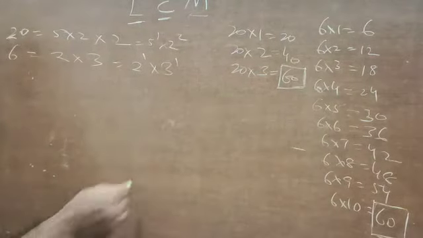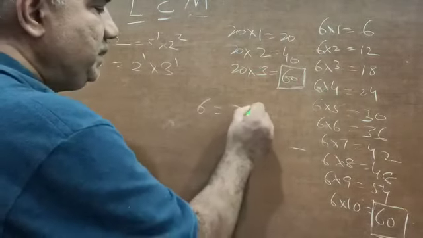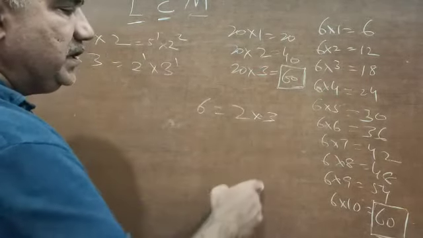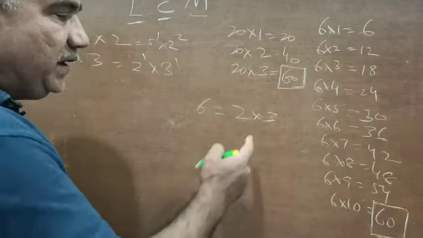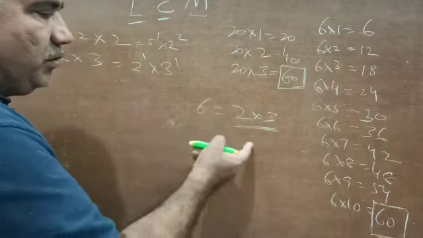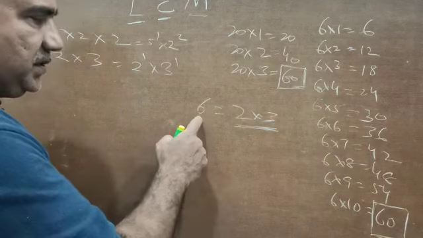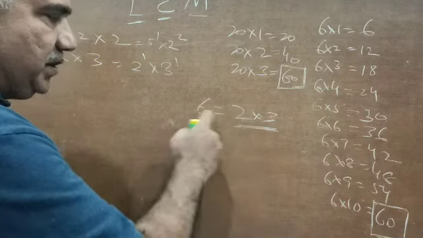Now 6 was a multiple of 2 and 3 both. That means 6 must contain all those factors of which it is a multiple. So 6 contains 2, 6 contains 3, so only it is a multiple.